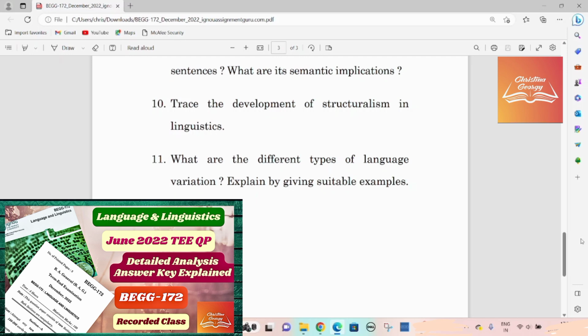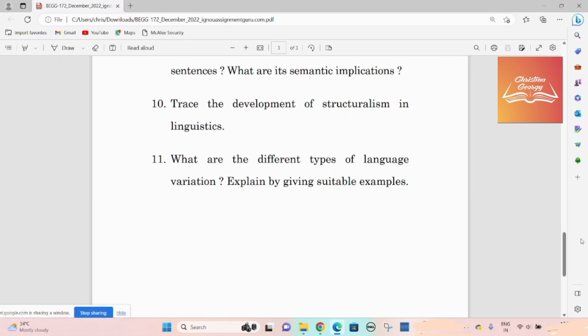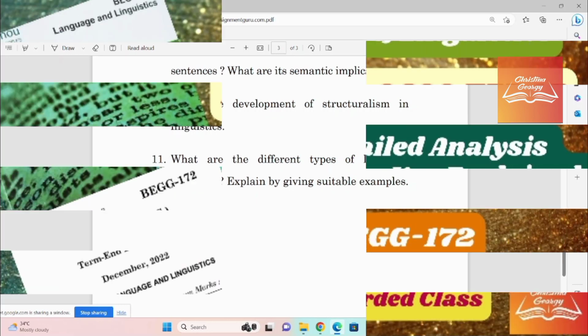We haven't discussed these questions and their answers in detail. That we'll do as a separate session. So I hope I have cleared most of your doubts.